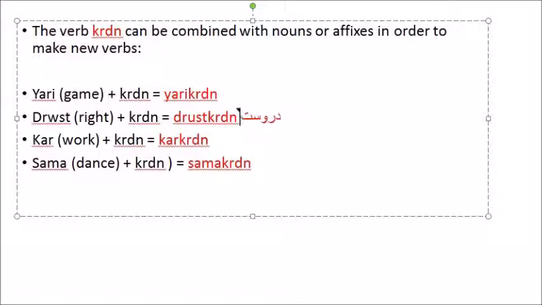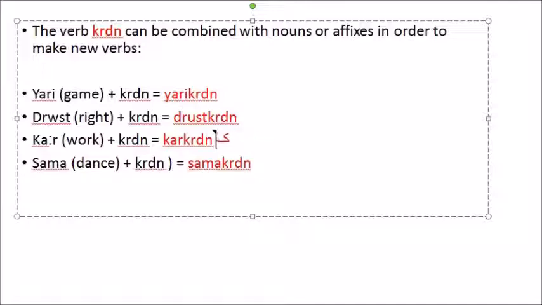Okay, so basically, kar means work, and it also can mean verb. Kar means work, plus krdin, it will be kar krdin, means to work, okay? Oh, sorry, it means to work.